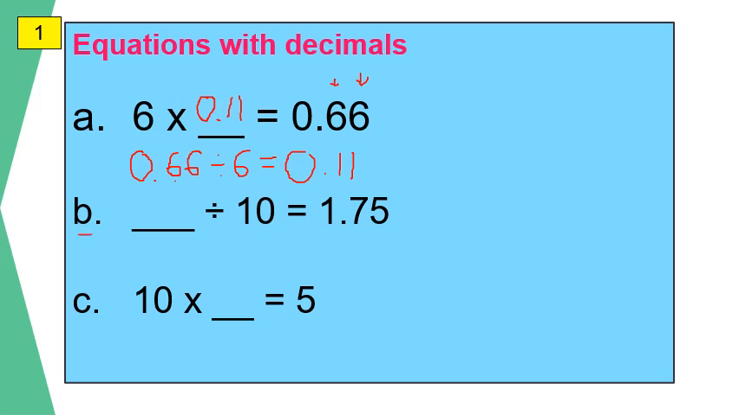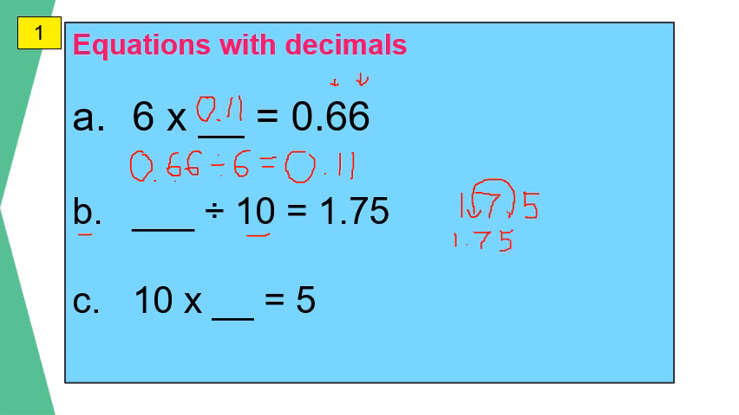Here for B, we have something divided by 10 equals 0.175. So knowing when I divide by 10, I need to move my decimal point. So let's say I've got 17.5. I'd move my decimal point this way because the number is getting smaller, and move it to the left, and it ends up with 1.75.